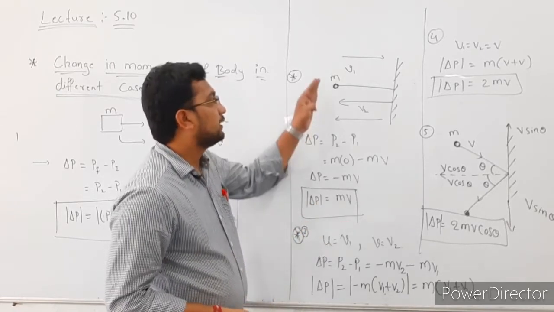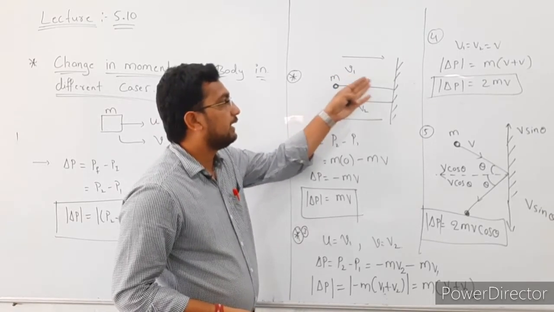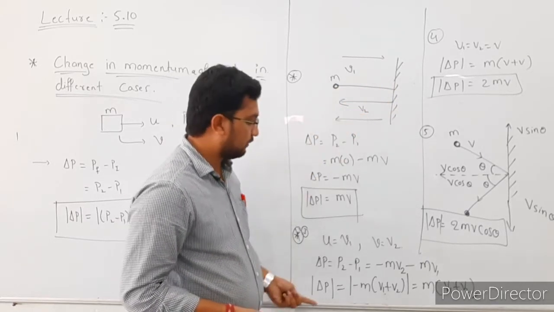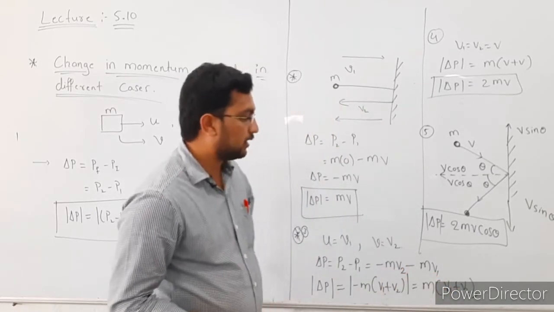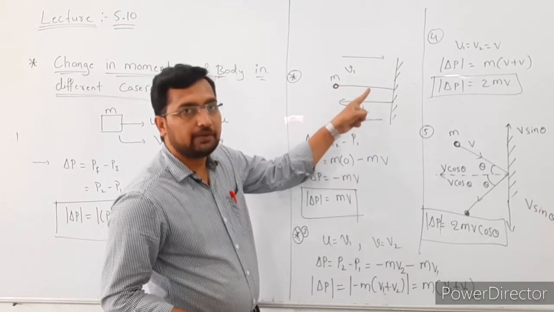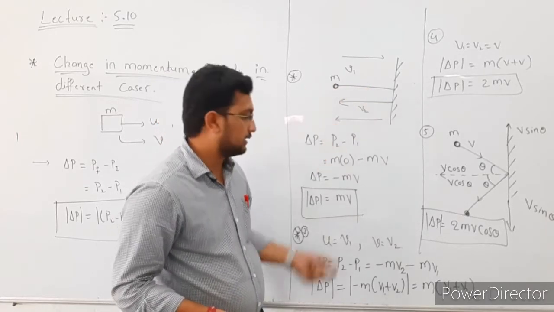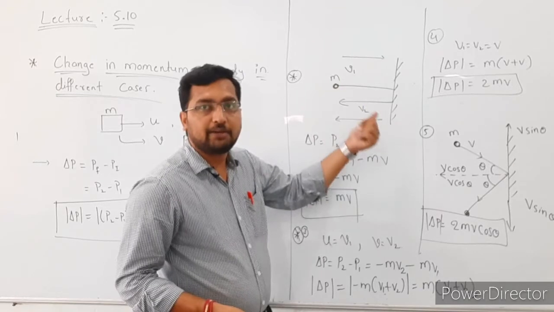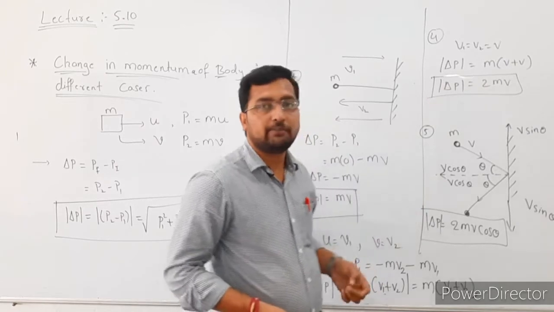And the third case: the body of mass m is moving with the velocity v1 and it collides with a wall, and after collision it rebounds with a speed of v2. So the magnitude of change in momentum is m bracket of v1 plus v2. In the next case, if the body is moving with the velocity v and after rebound it moves with the same speed, then v1 and v2 are the same. Initially it is moving with the velocity v and after rebound it is moving with the speed v. So the change in momentum is equal to 2 into m into v.